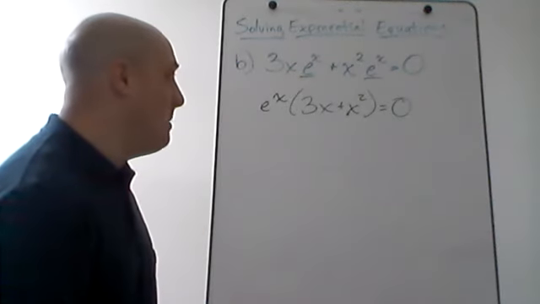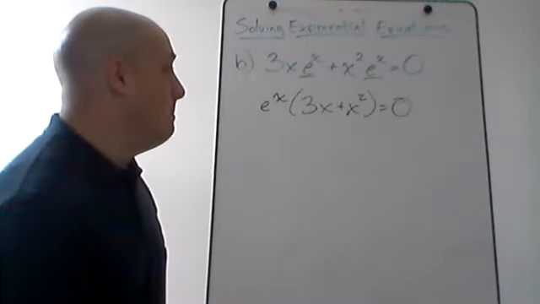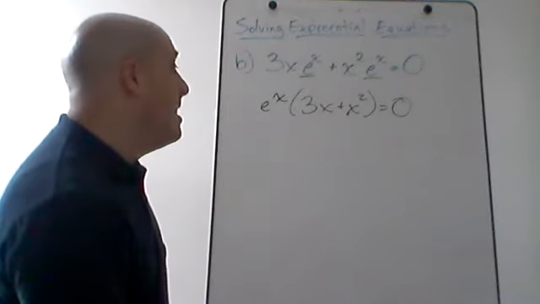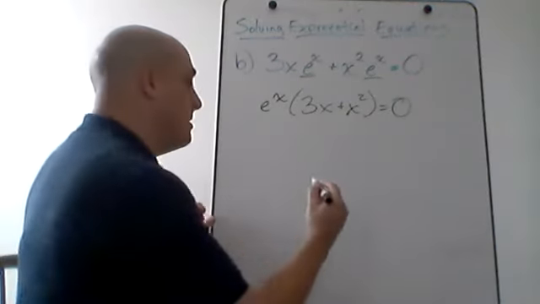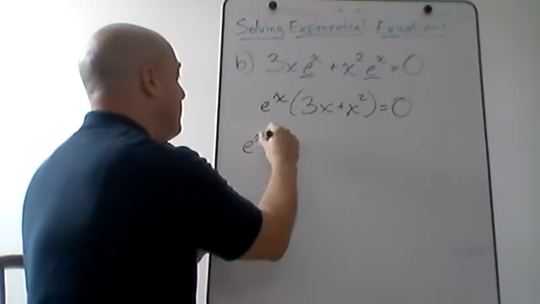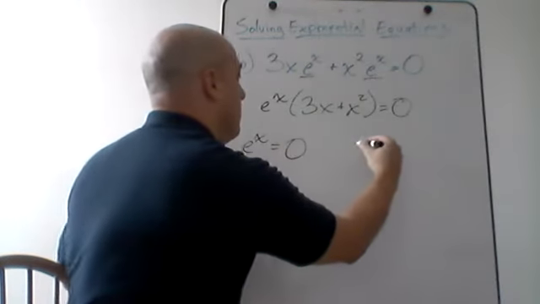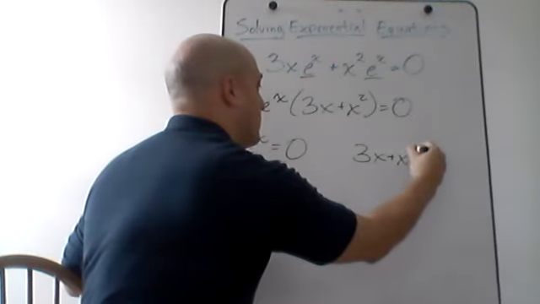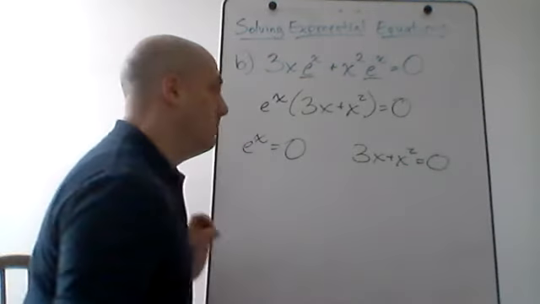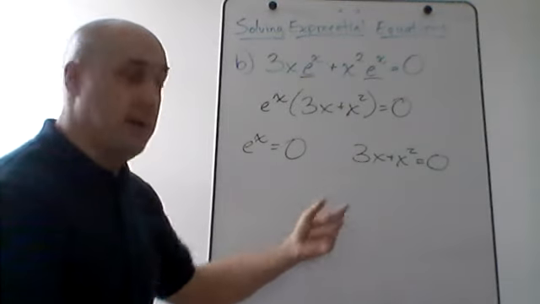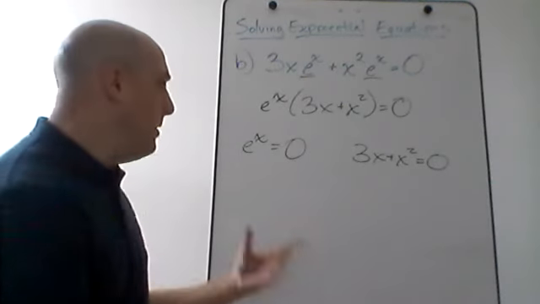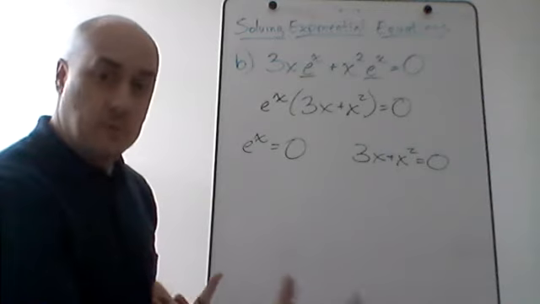All right, so I factor out my exponential piece of this, which is that e to the x, and then since I have two factors multiplied together equals 0, I separate my factors. So either e to the x equals 0 or 3x plus x squared equals 0. Right? And now I've got two equations, but at least I have my exponential separated from my polynomial, and now I can solve each of those separately.